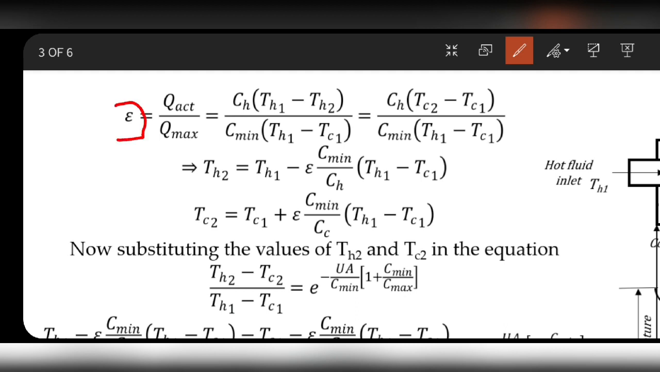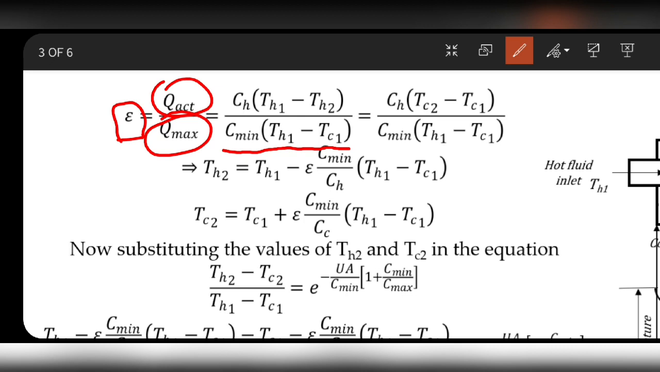I'll introduce a new term called effectiveness, denoted by epsilon, which is defined as Q actual divided by Q maximum. Q maximum is a new concept. Q actual is the actual amount of heat exchange that is taking place in the heat exchanger, but Q maximum is the maximum possible heat transfer that can occur, and that is given by C minimum into TH1 minus TC1. TH1 is the inlet temperature of the hot fluid and TC1 is the inlet temperature of the cold fluid.